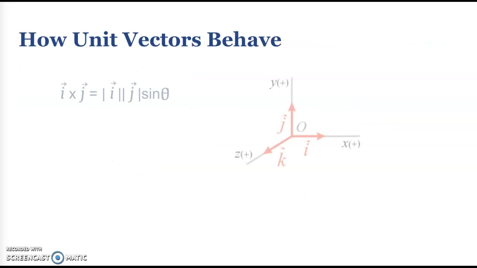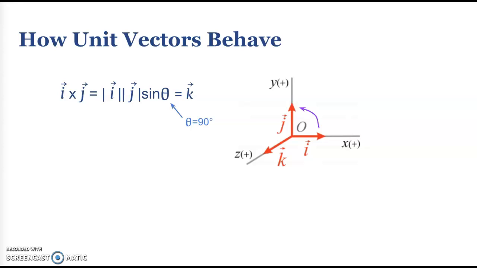Now, remember, the cross product of two vectors will be perpendicular or normal to the plane that they're on. So if you look at the axes with the unit vectors i, j, and k, if I want i cross j, I'm going to get a vector that's perpendicular to the two of them. In other words, k. The only question is, what's the magnitude? Well, the angle between i and j is 90 degrees. That's how we set up the axes. And that means the magnitude is 1.